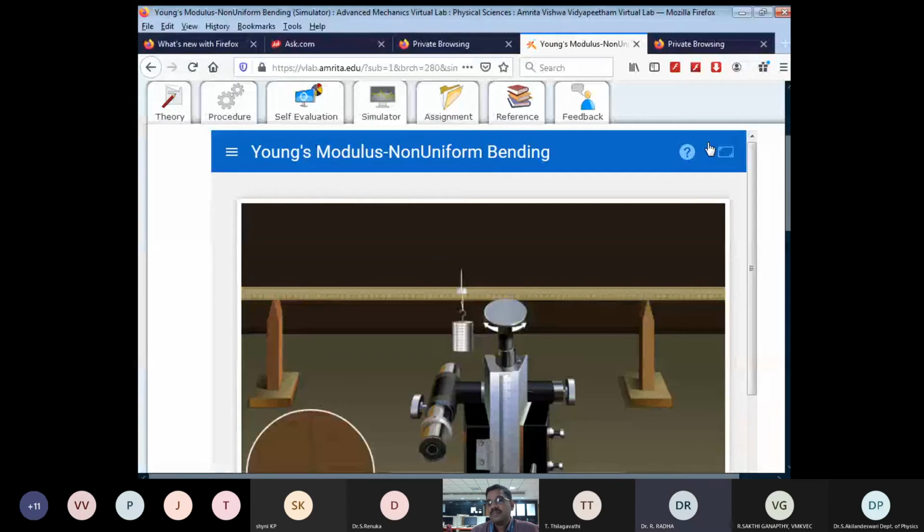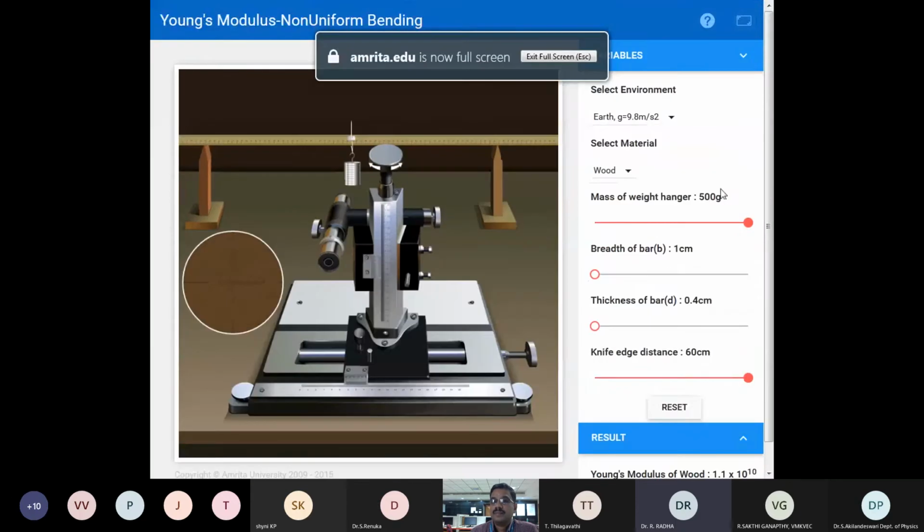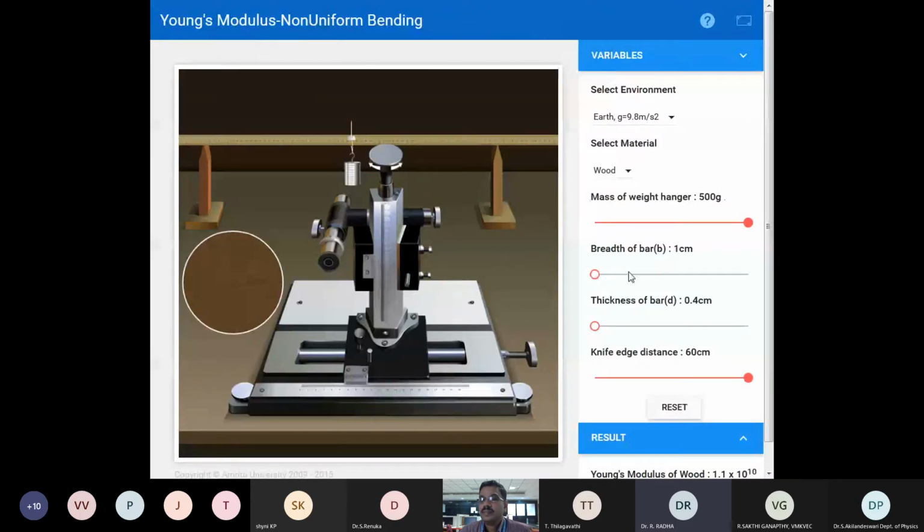Yeah, the only difference between the real-time lab and virtual lab is that here you are fixing the breadth and thickness, whereas in the real-time lab we are calculating it using vernier caliper and screw gauge. But yes, here you are loading the masses. You note the microscope readings by loading and unloading, right? And my question is, you are not really tabulating them, right? And calculating the shift as you do in our real-time lab. So how do you get the result instantaneously?